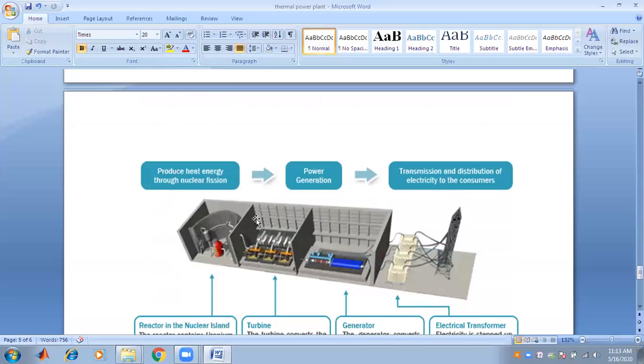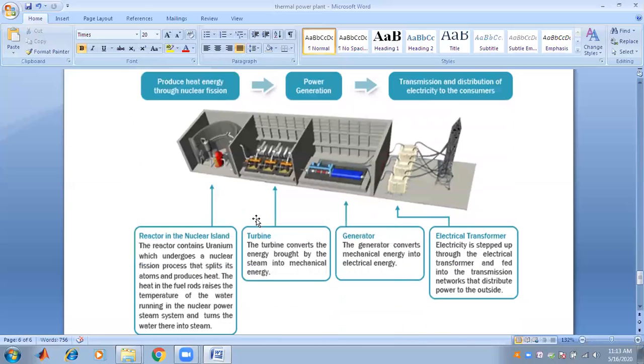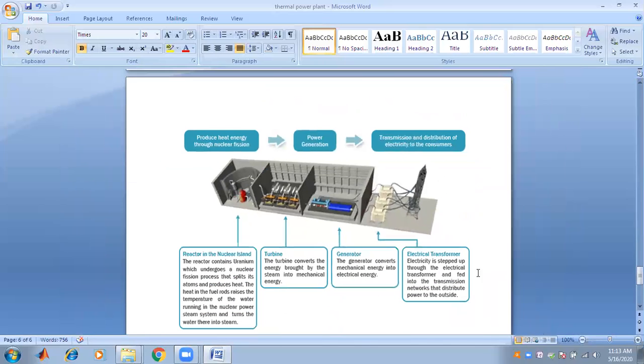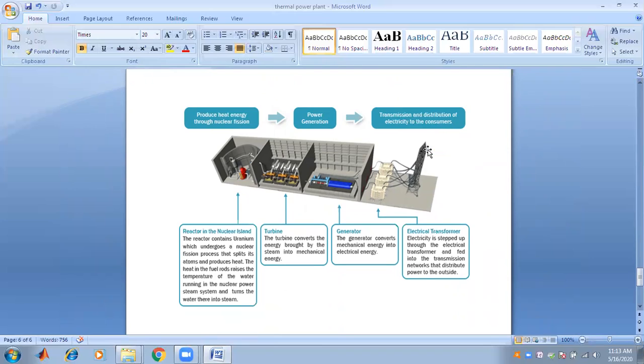So this is a basic diagram of nuclear power generation. It is seen that we produce heat energy through nuclear fission, then power generation, transmission and distribution of electricity to the consumers. First, the reactor in the nuclear island. The arrow sign is given for the reactor. It contains uranium which undergoes a nuclear fission process that splits into atoms and produces heat. The heat in the fuel rods raises the temperature of the water running in the nuclear power steam system and turns the water into steam.